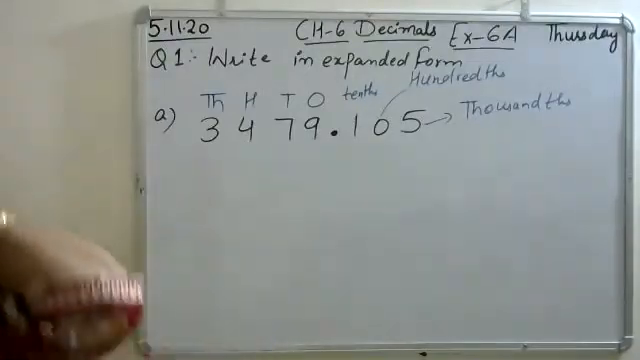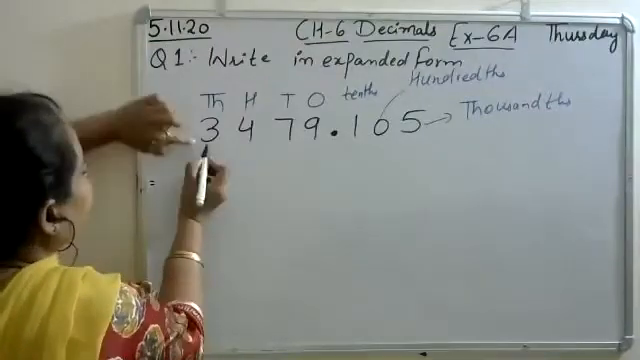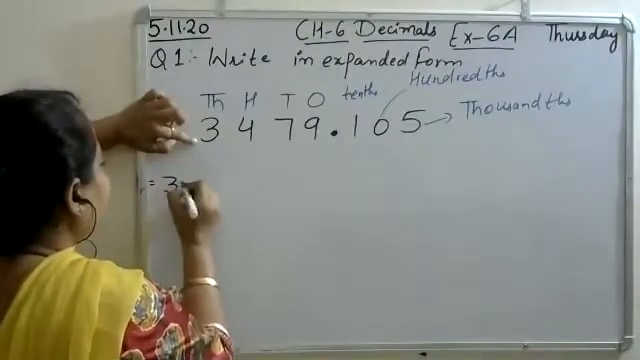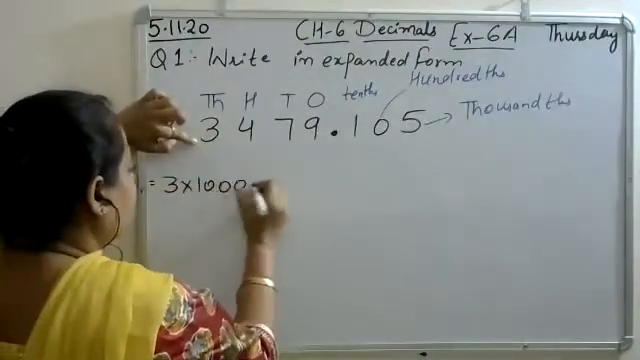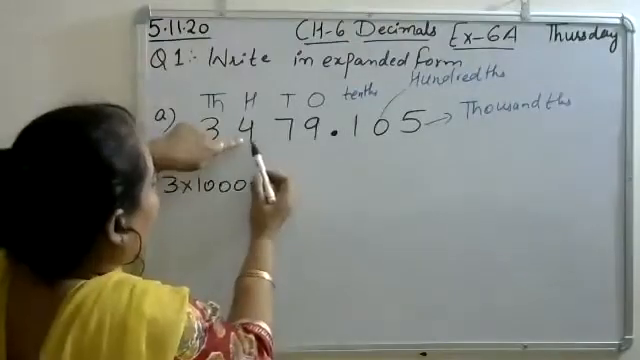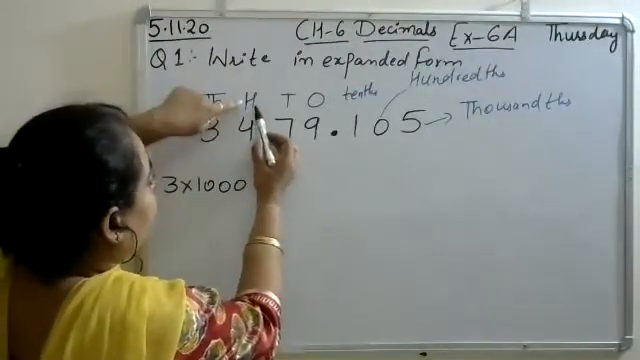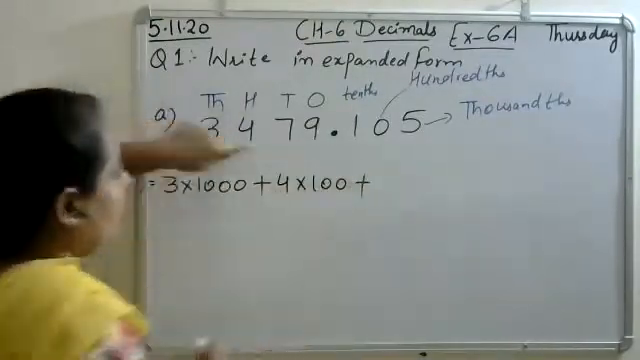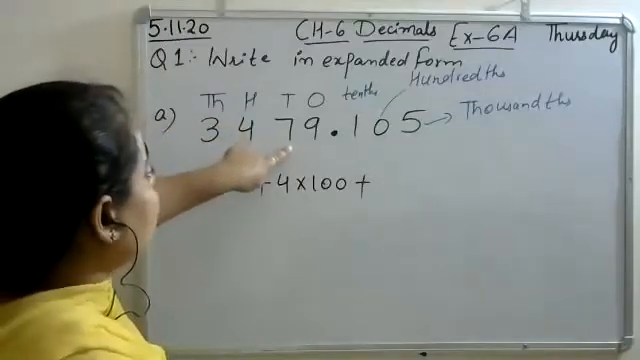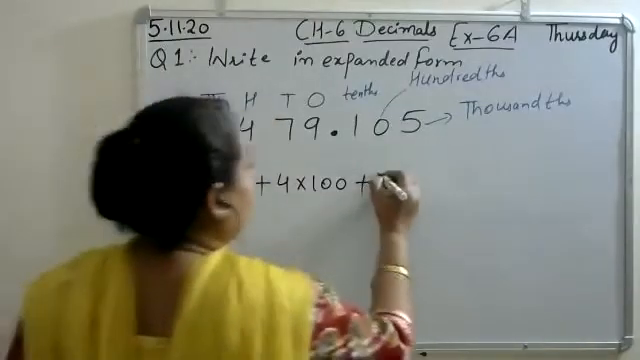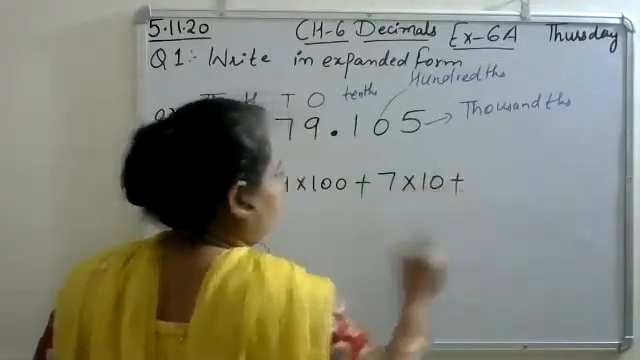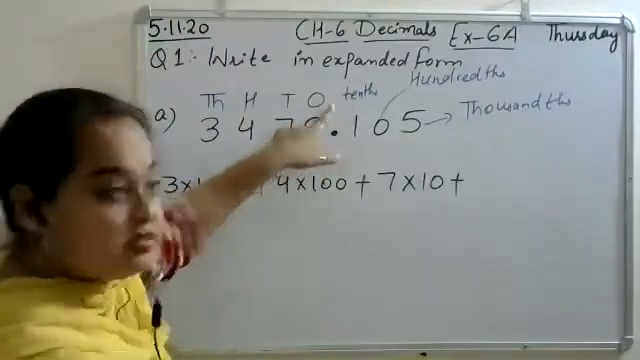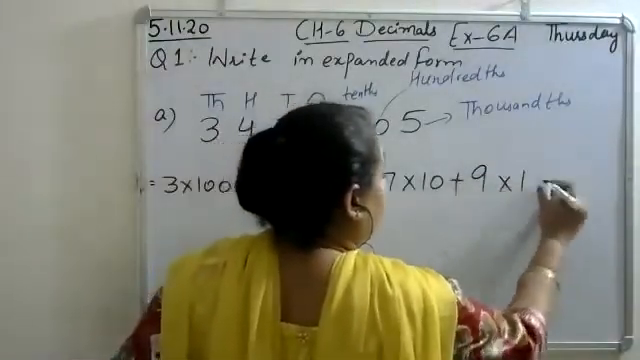Now this is 3. What is the place of 3? Thousands. So 3 multiplied by 1000 plus. This is 4. What is the place of 4? Hundreds. So 4 multiplied by 100 plus. This is 7. What is the place of 7? Tens. So 7 multiplied by 10 plus. This is 9. What is the place of 9? Ones. So 9 multiplied by 1 plus.